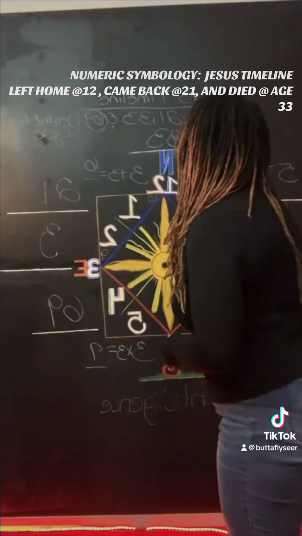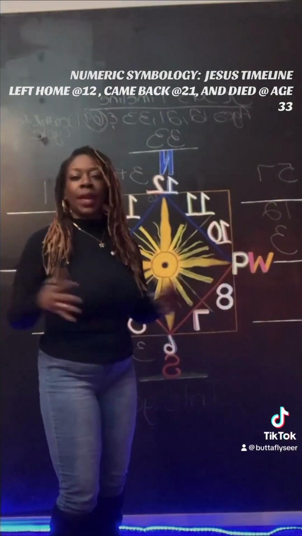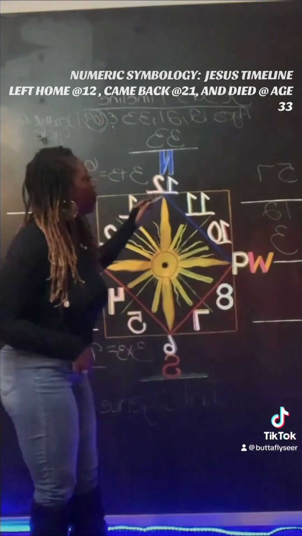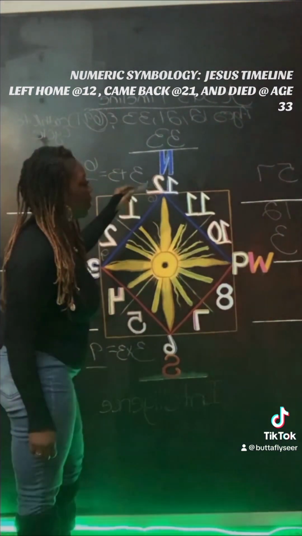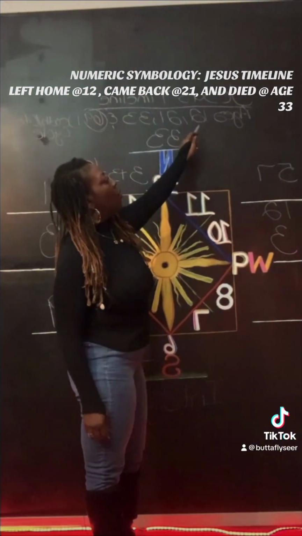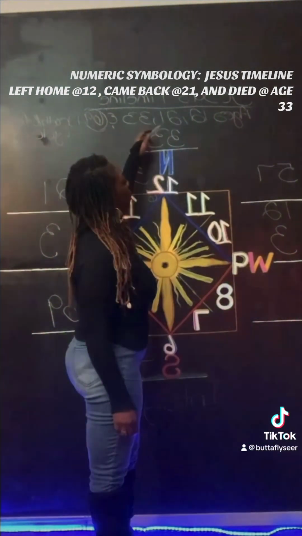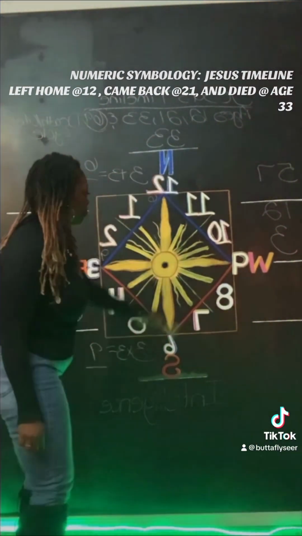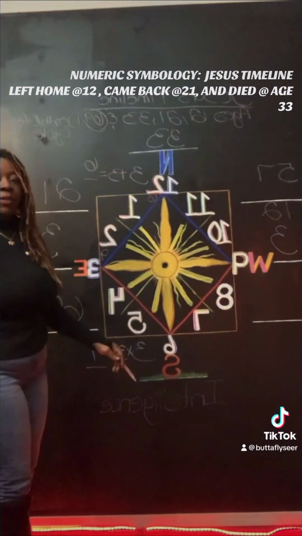So if you look at time, we see time. I mean, we can't get over numbers, okay? Numbers are everywhere. So here it is, you can use this clock to figure out Jesus' timeline. The age of 12 is when he left. Age 21 is when he came back. And age 33 is when he died on the cross. So we'll first start with one side of this clock.